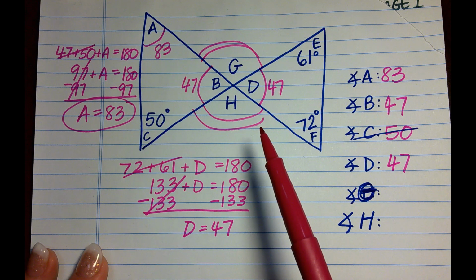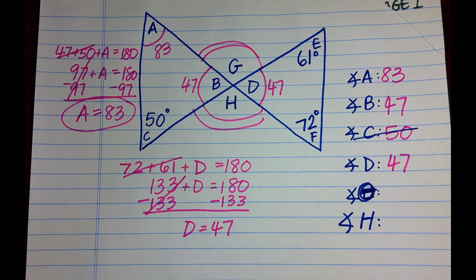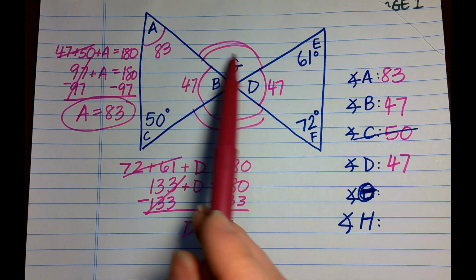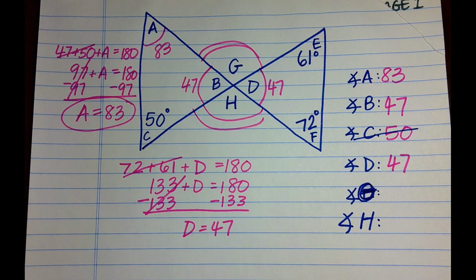Why did you cross out the C one right there? Because we didn't have to solve for C. Oh, okay. So we could add all four of these together and set it equal to 360. What would be a smaller way of solving that?